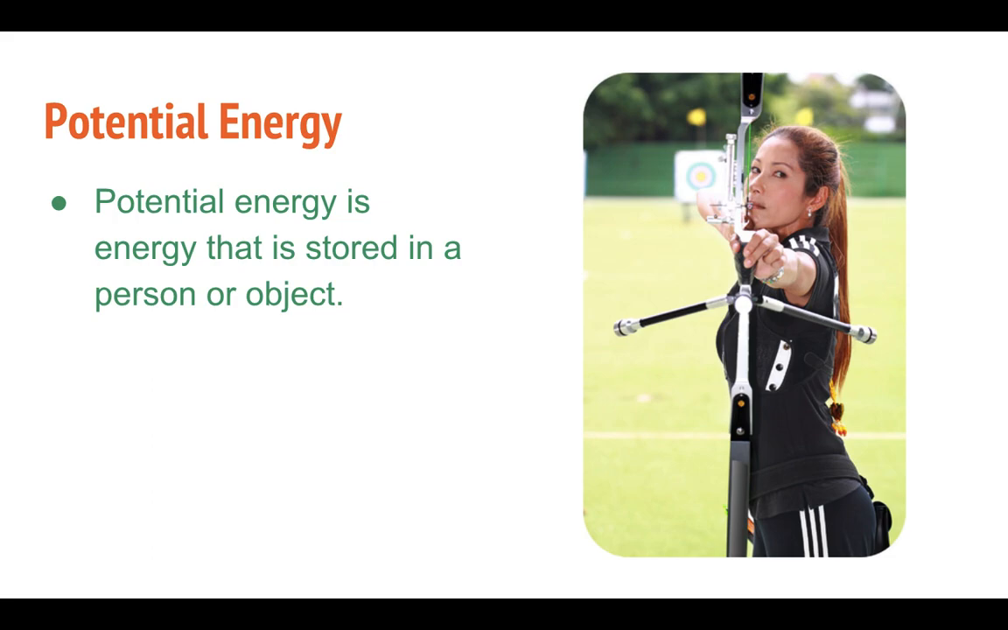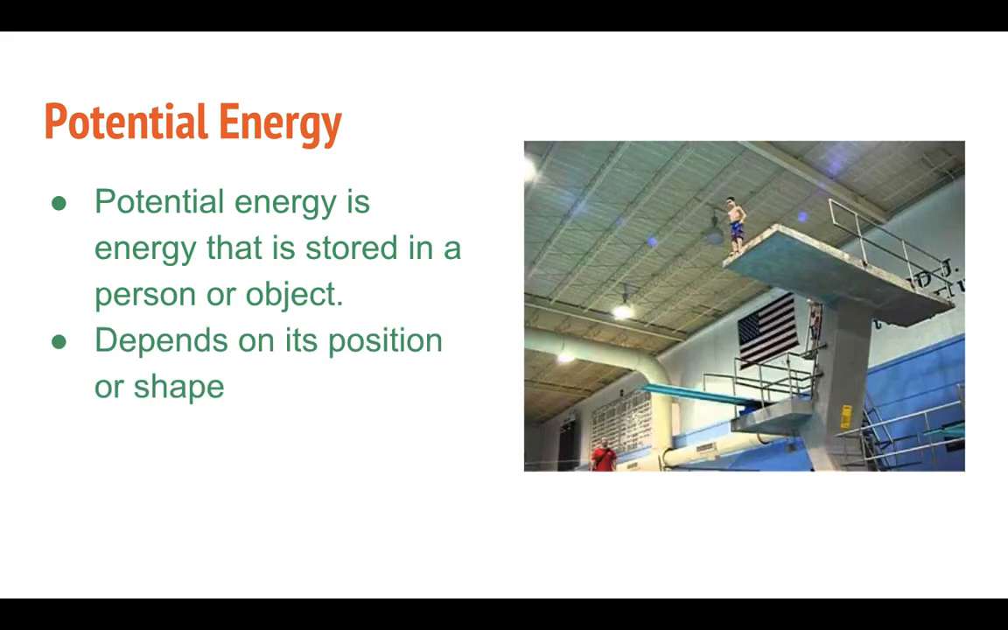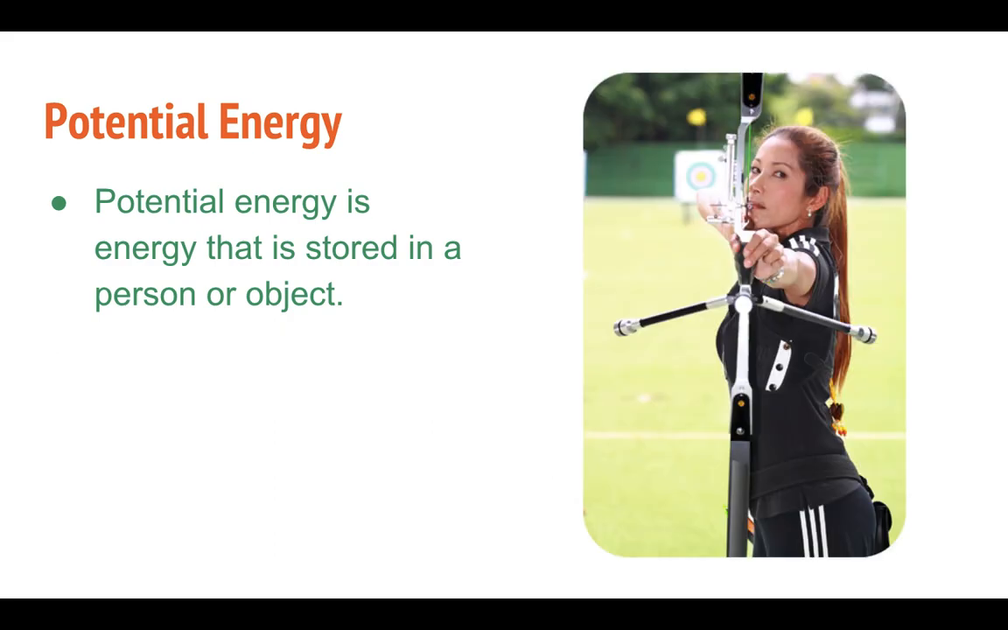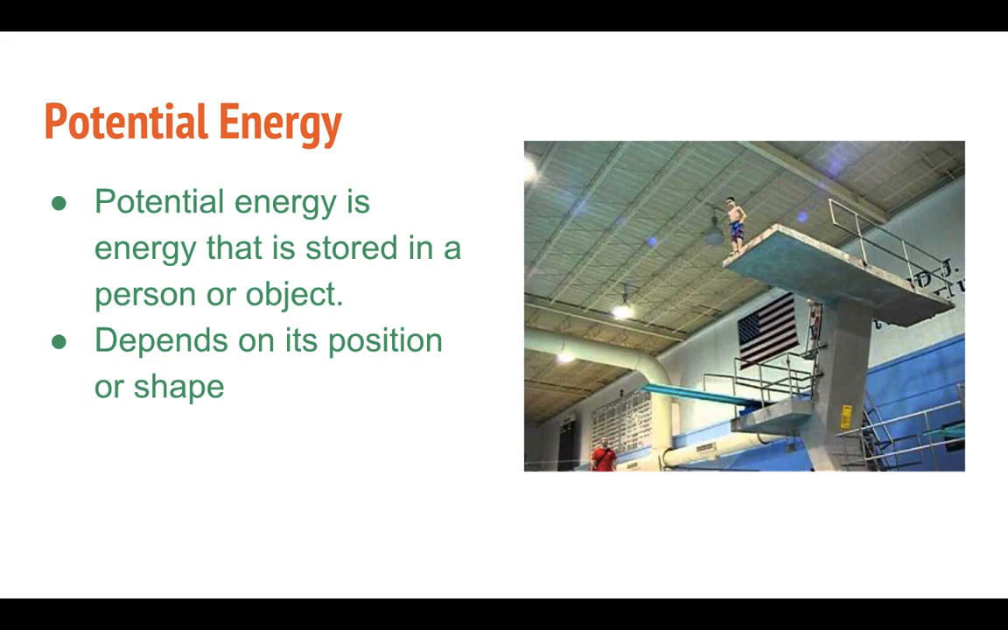Potential energy is energy that is stored in a person or in an object. So it depends on its position or its shape. For example, with the bow and arrow, as she pulls the bow further back, there's more potential energy being stored in that bow. Here with the kid jumping off the diving board, when he's at a higher height, he has more potential energy. So the very top of the diving board has a higher potential energy than the lower diving board.